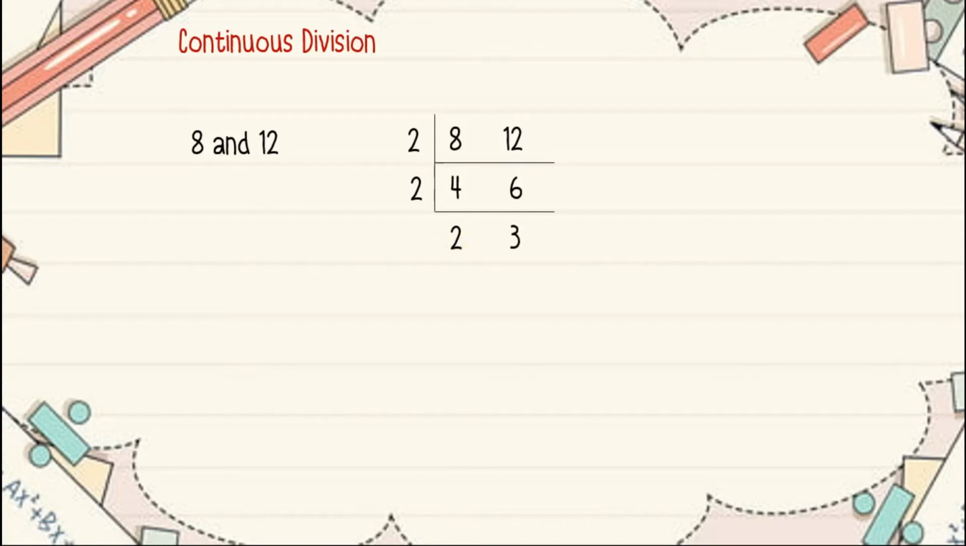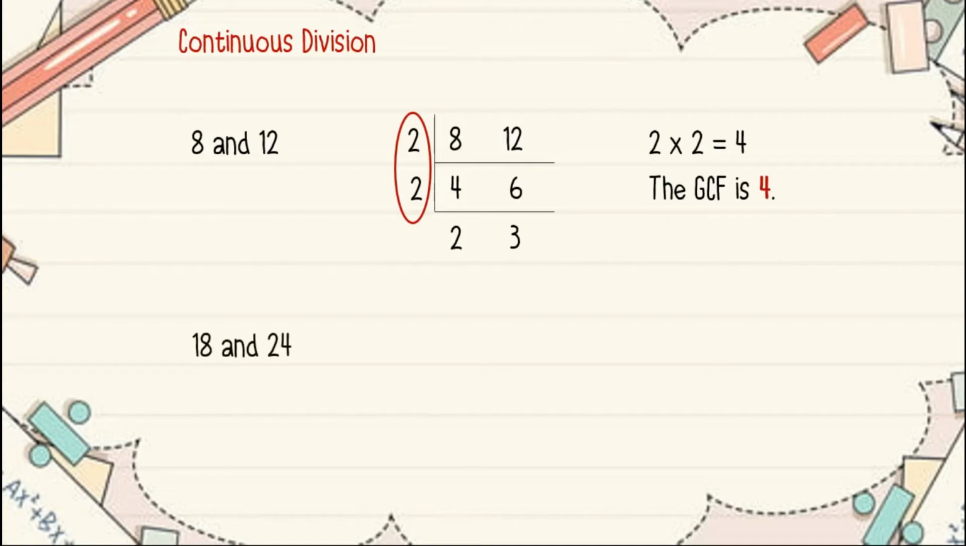So 2 and 3 don't have a common divisor. Multiplying them together, it is equal to 4. So the GCF of 8 and 12 is equal to 4. So as we use the listing, the prime factorization, and this continuous division, the result is still 4.